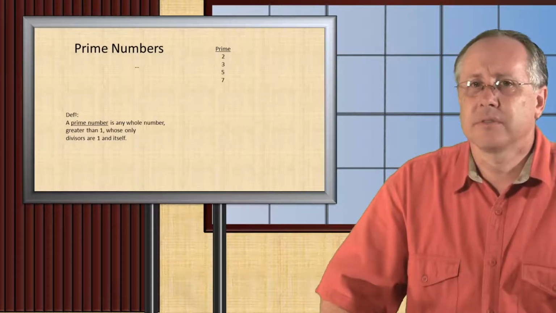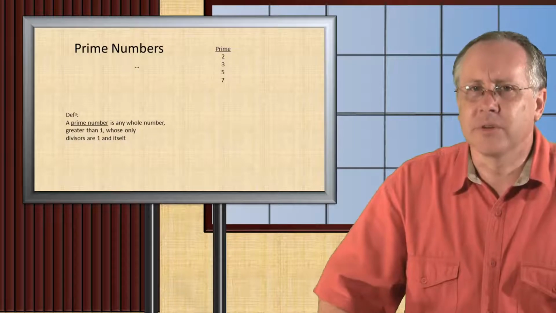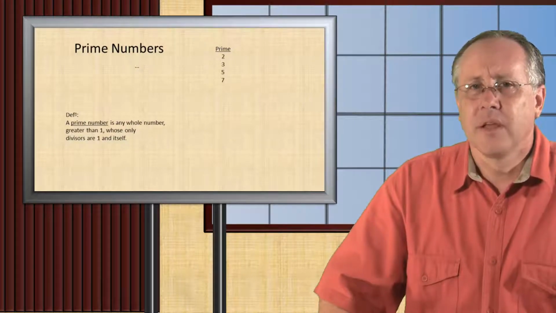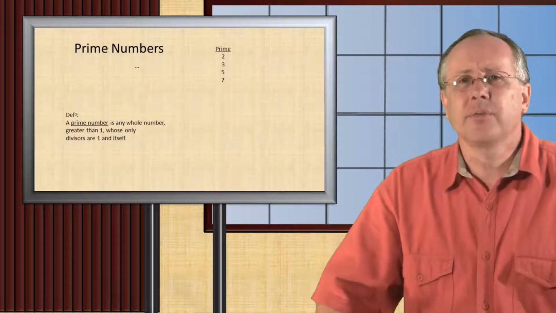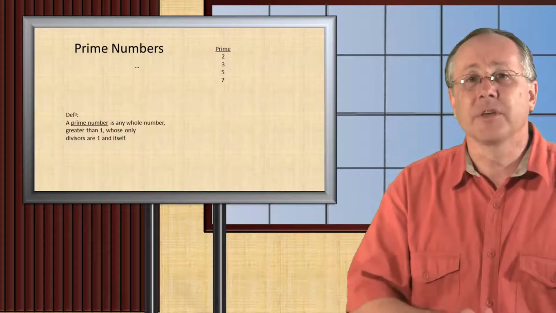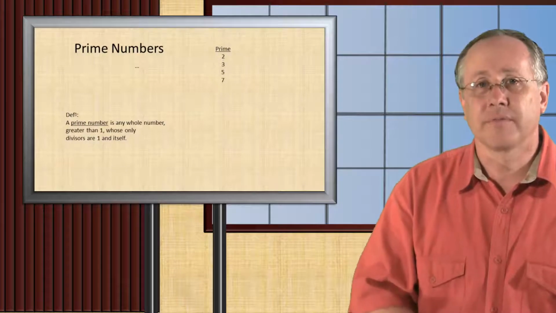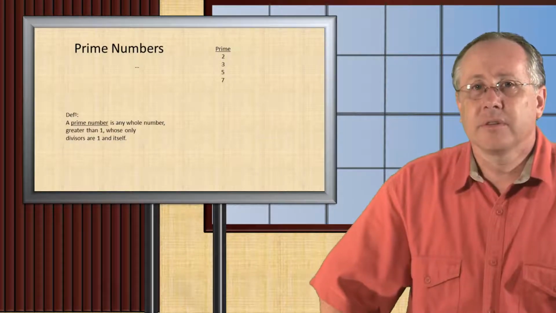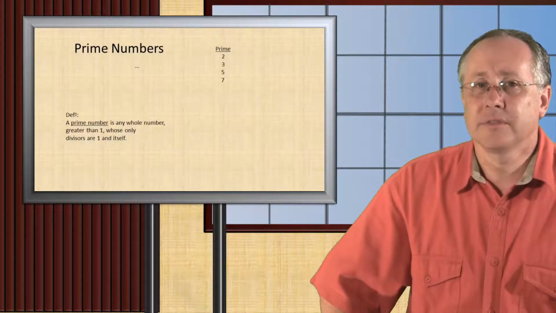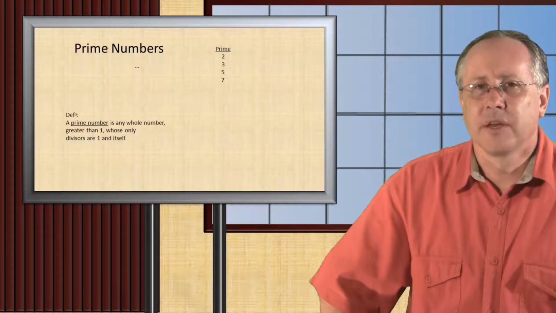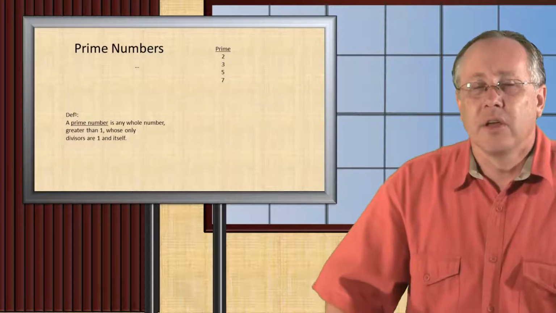29, yeah, that one works. That one's a prime. 31, that's a prime. 33, well, that's not because 11 goes into it, 3 and 11. 37, yeah, that's a prime. 39, 3 times 13, nope. I'm going to go just a little further.